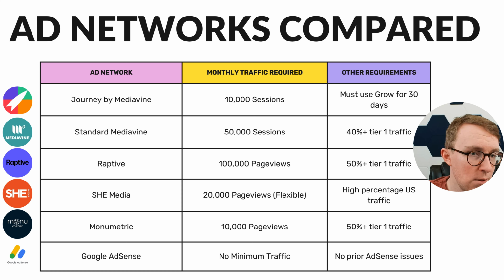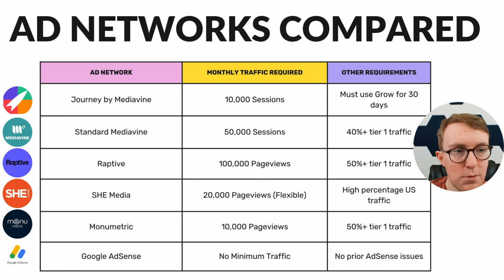For standard Mediavine, there's a couple nuances, and you can check out my other videos if you have questions about that. But generally, you need at least 50,000 sessions for a first site. And generally, you're going to need at least 40% of tier one traffic. That's traffic from the United States, United Kingdom, Canada, New Zealand, and Australia.